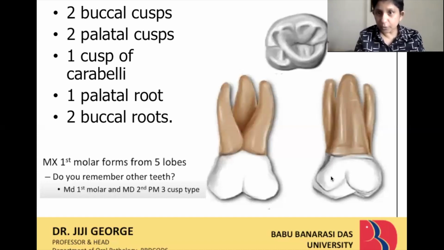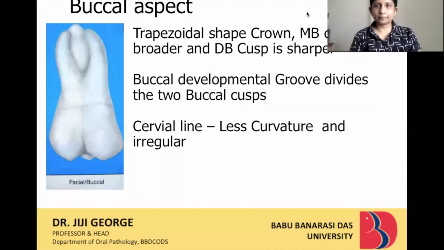If this is the mesiolingual cusp, this is the mesiobuccal root, because that's a mesial aspect. Also to note that the maxillary first molar forms from 5 lobes. Which are the other 2 teeth which have 5 lobes? One is the mandibular first molar, and the other is the mandibular second premolar with 3 cusps. So that's an introduction about the tooth that we are going to discuss today.